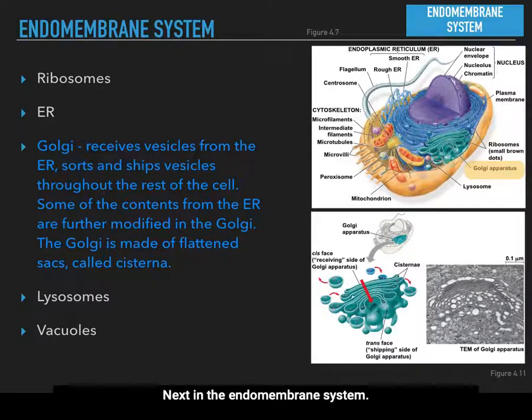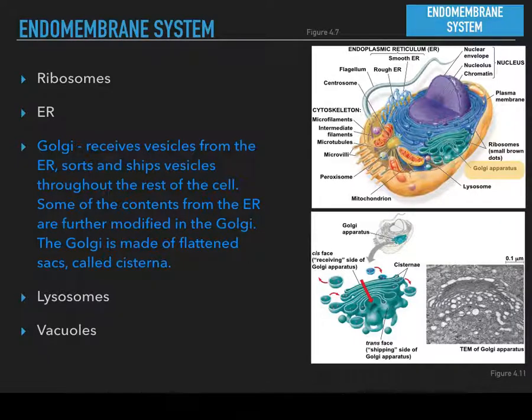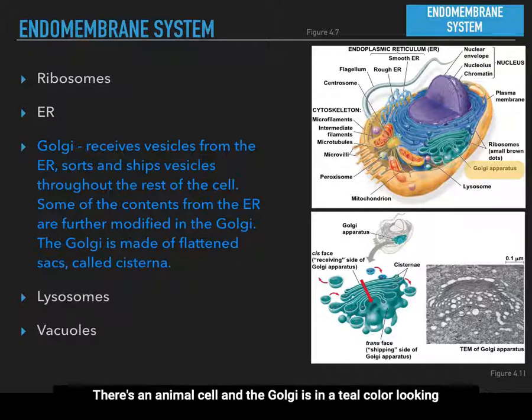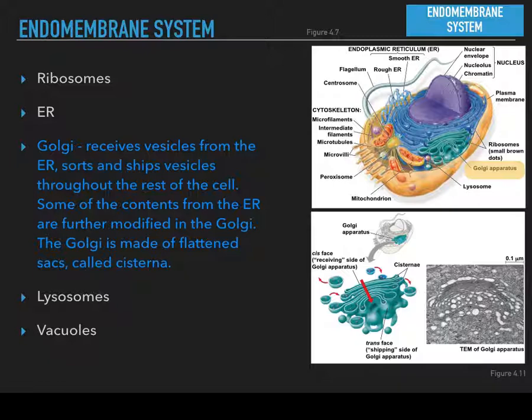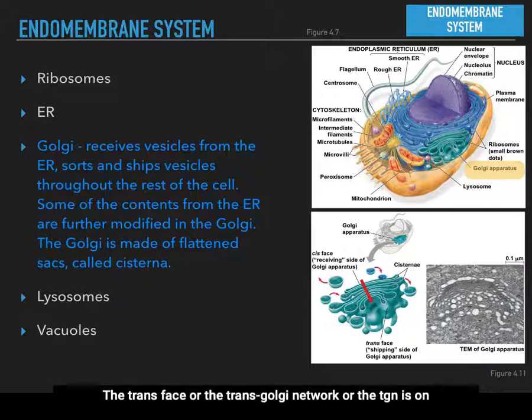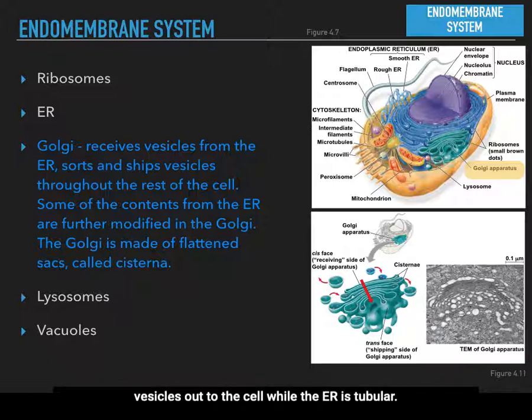Next, in the endomembrane system, we're going to cover the Golgi. In the image on the top right, there's an animal cell, and the Golgi is in a teal color. Looking at the image on the bottom right, the Golgi has two faces, the cis and the trans Golgi. The Golgi receives vesicles on its cis side. The cis side of the Golgi is closest to the ER, where it receives most of its vesicles. The trans face, or the trans Golgi network, or the TGN, is on the sending or the shipping side of the Golgi that sends vesicles out to the cell.